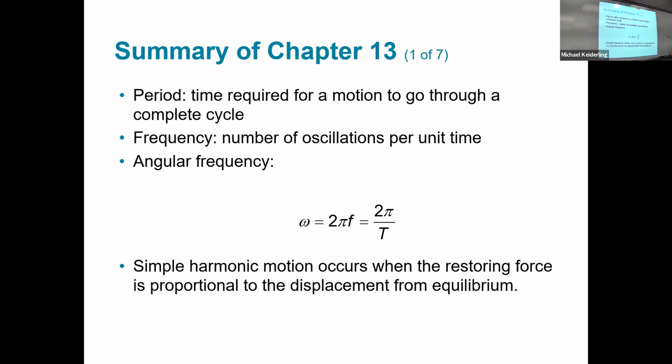So, chapter 13. When you have an oscillating object, like a mass on a spring, it has a period, which is the time required for the motion to go through a complete cycle. And it has a frequency, which is the number of oscillations per unit time. There's also the angular frequency, which is 2 pi times the frequency, or 2 pi over the period. This matches up with rotation.